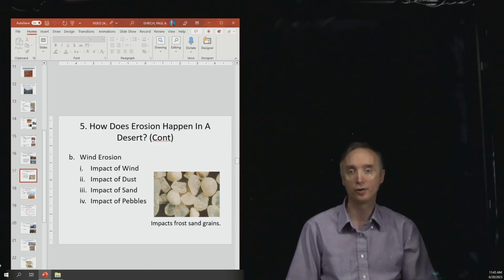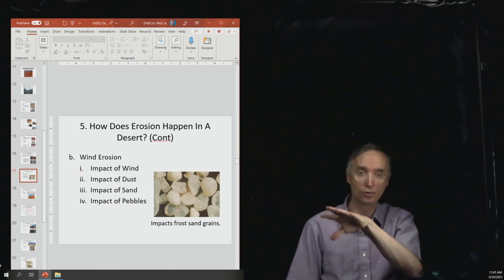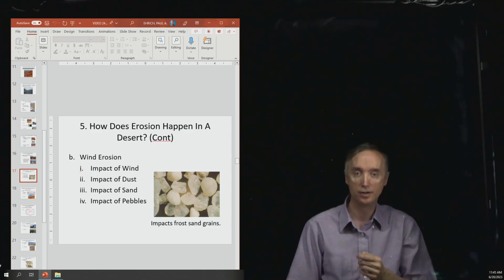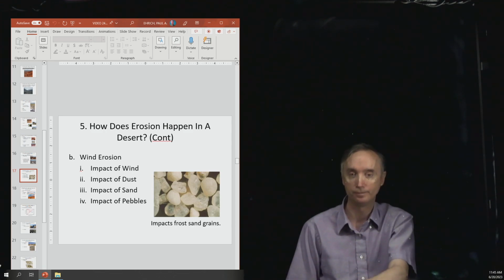River erosion can be due to the impact of the water itself. It can be due to the impact of mud and clay that is suspended in the water. It could be due to the impact of sand that is rolling on the bottom of the river channel, and then it could be due to the impact of pebbles and rocks as well. So this is going to be erosion that's caused by wind.